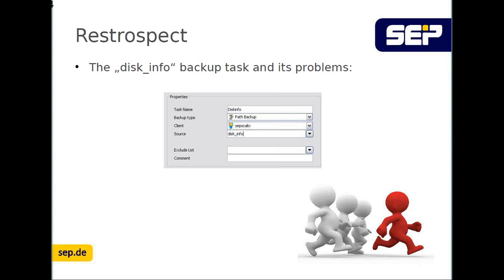How was it working? Usually your system which had a disaster was booted from a live CD-ROM. The live CD-ROM included the SEP sesam client, and you were restoring first this disk info backup task into the live CD-ROM. And it was setting up your local disks and stuff.